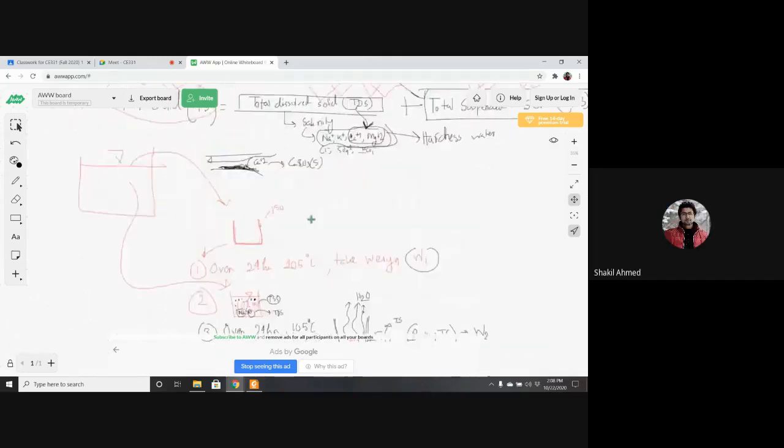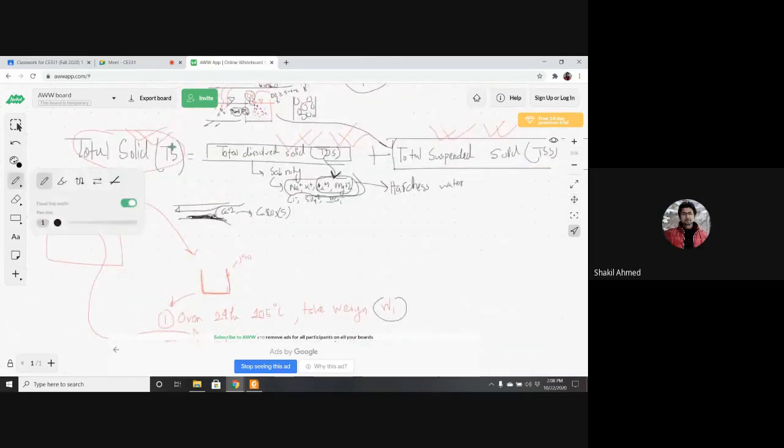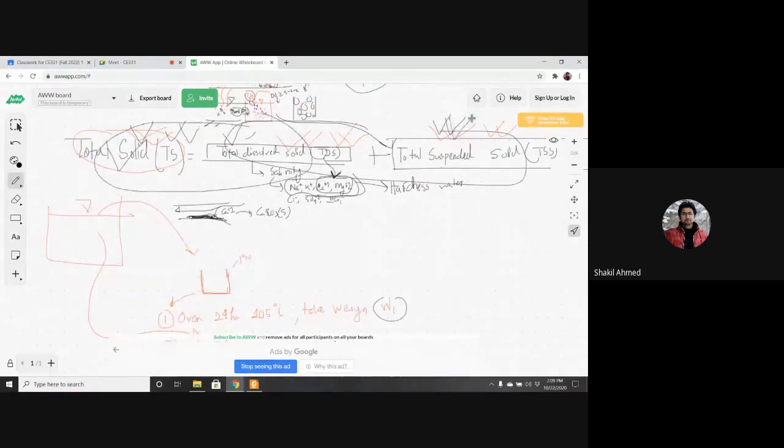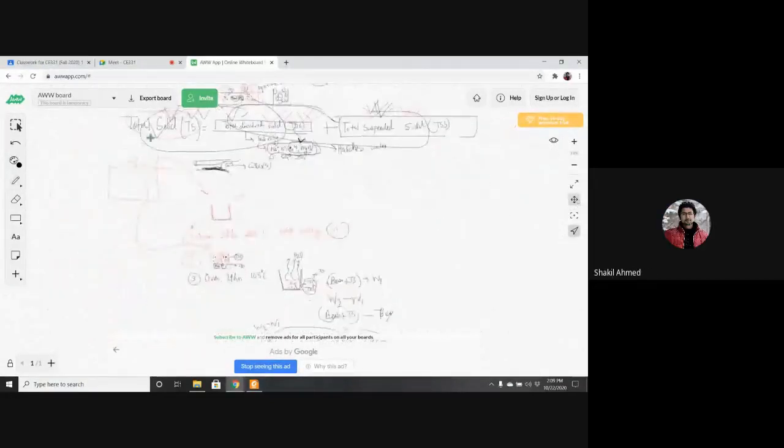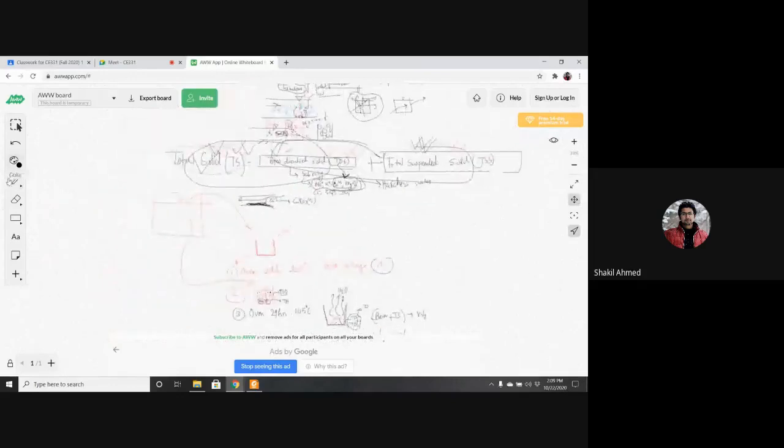So you know the equation. If you know any two, you can determine the other. You don't need to determine all three directly. You have this equation. If you know any one, you can determine the other one. If you know any two, then you can determine the other one, right? If you know these two, you can determine this. If you know these two, you can determine this. Am I right? Yes, sir. Okay.